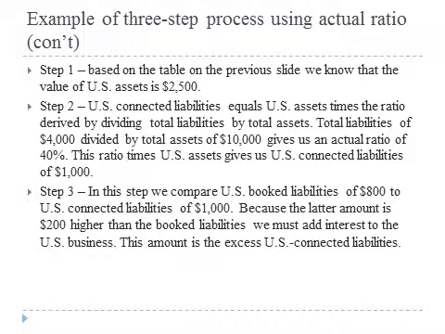Step 3. In this step, we compare U.S. booked liabilities of $800 to U.S. connected liabilities of $1,000. Because the latter amount is $200 higher than the booked liabilities, we must add interest expense to the U.S. business. This amount is the excess connected U.S. liabilities.